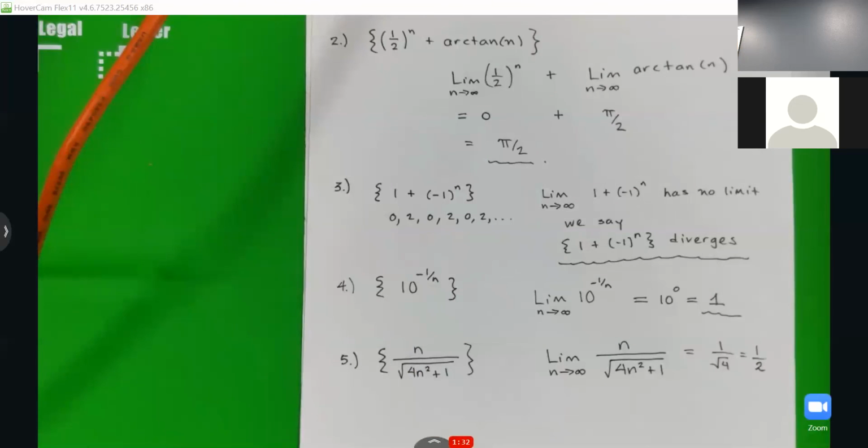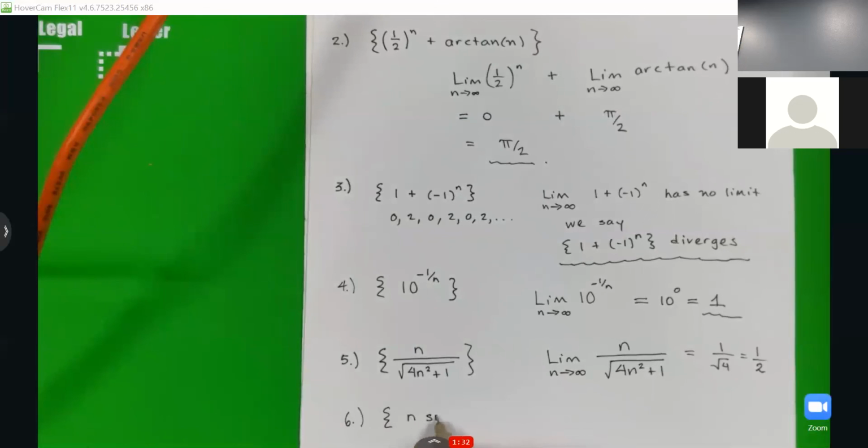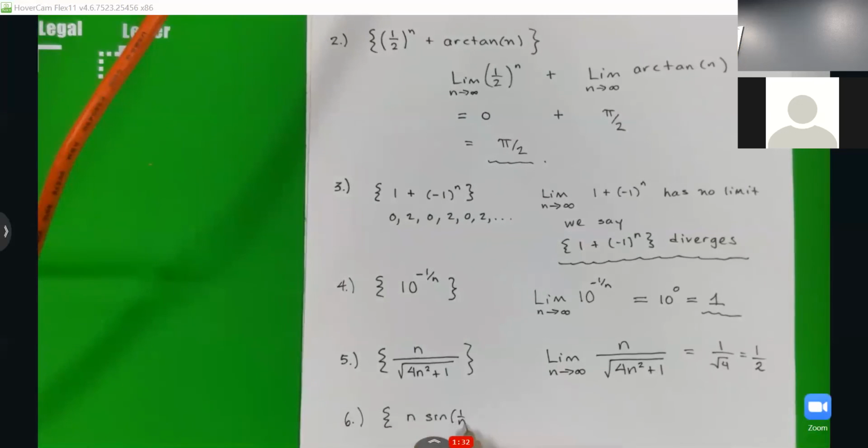All right, how about if our term looks like this? n times the sine of 1 over n.